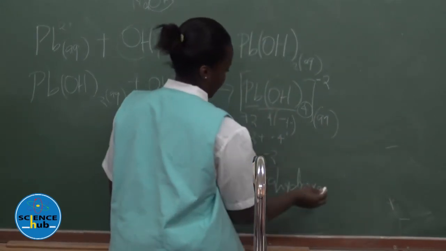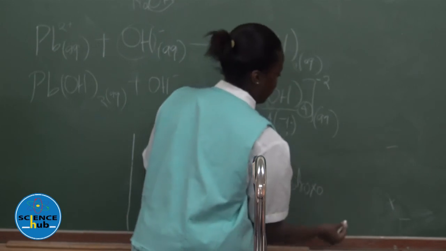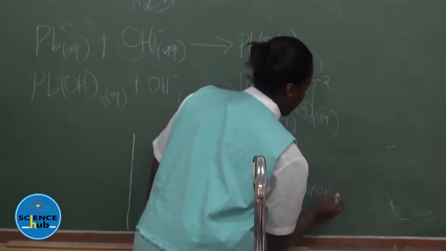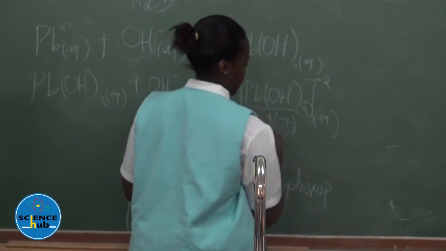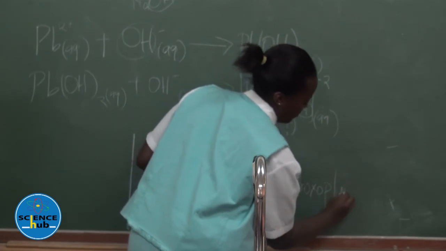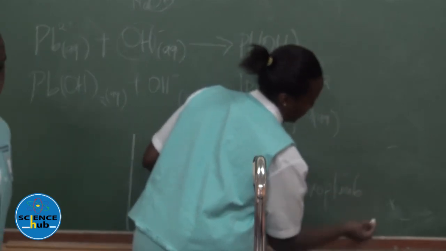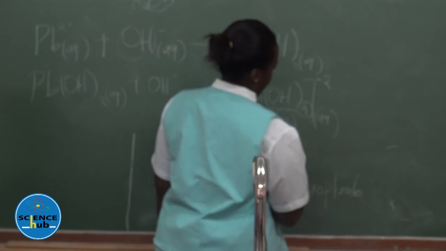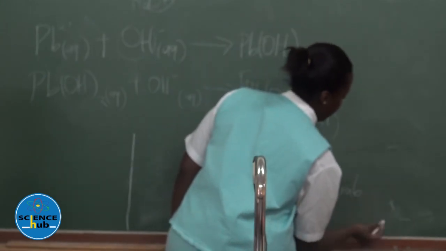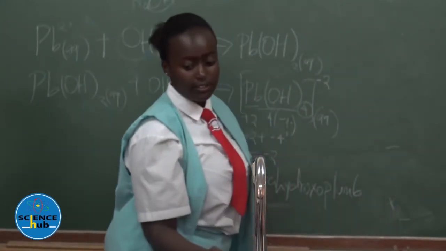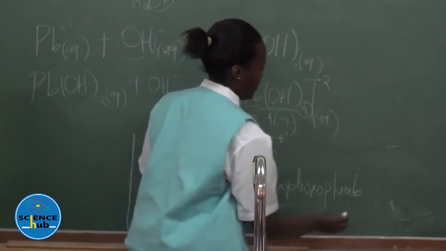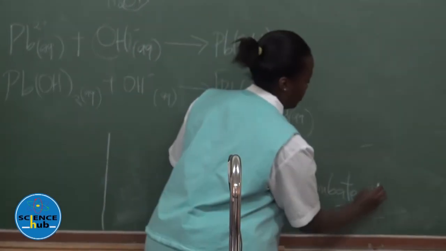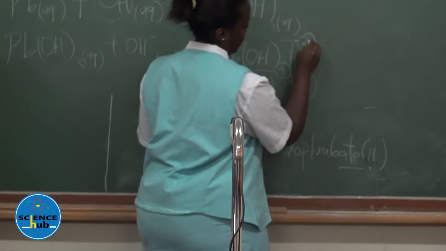This is lead, but since we are talking about it in chemistry, we call it plumb, and the charge is 2 negative.